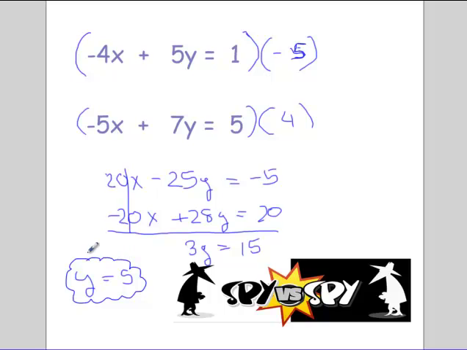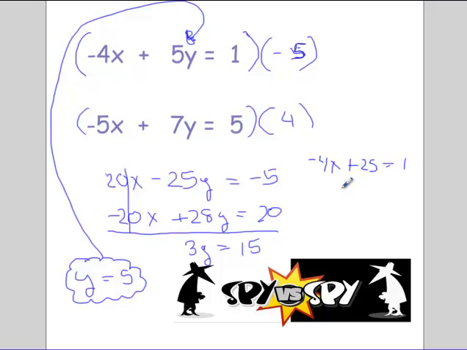All right. Good bit of work has been done so far. I'm going to take this 5 and plug it in, say, right there. And I'm going to get -4x plus 25 equals 1. Subtract 25 from both sides. I get -4x equals -24. Divide both sides by -4, and I get x equals 6.